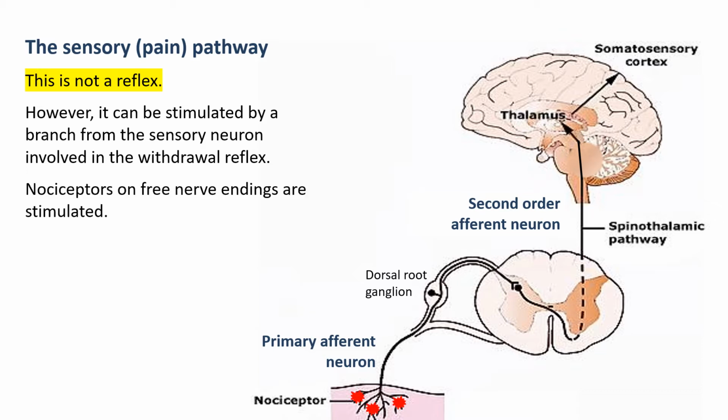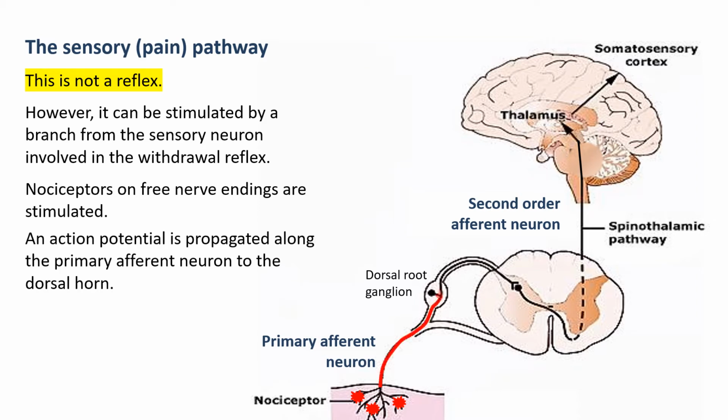So, as we said, our nociceptors on the free nerve endings are stimulated. These are the same nociceptors that are causing our withdrawal and our cross-extensor reflex. An action potential is then propagated along the primary afferent neuron. It has to shoot up into the little soma of the neuron, because remember, sensory neurons have their soma halfway along the axon, so it has to go up into there in the dorsal root ganglion. We'll talk more about that later. It then carries on into the dorsal horn.